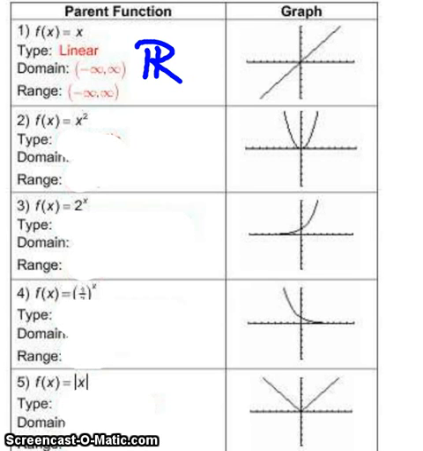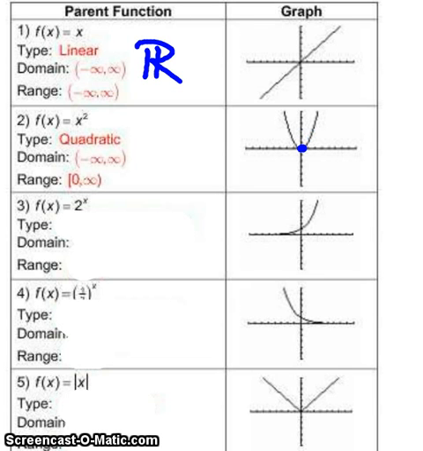The next function is f of x equals x squared. The type is quadratic. Again, this is what you saw in Algebra 1, but moreover in Algebra 2. The domain is from negative infinity to positive infinity, and the range is from 0 to infinity. Notice the bracket by the 0. That means we can include the 0, as you can tell on the graph here. We can include the 0 because on the parent function x squared, you can plug in 0 for x and get a value of 0.